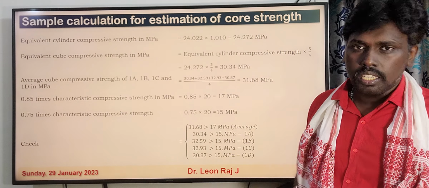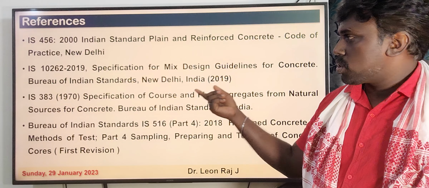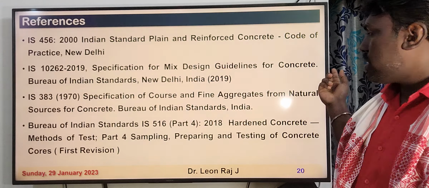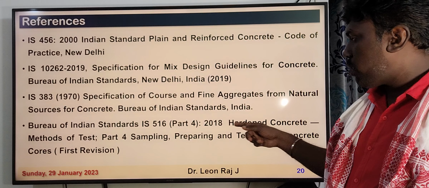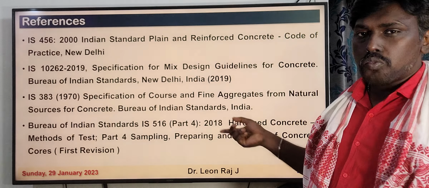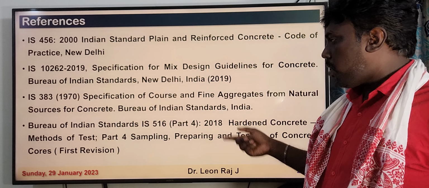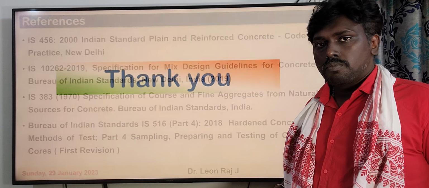So some of the references: IS 456 2000, and all the codes like IS 10262 2019, specification for mix design guidelines for concrete. Then Bureau of Indian Standards IS 516 2018 Part 4 for hardened concrete methods of test, Part 4 sampling, preparation and testing of concrete cores.